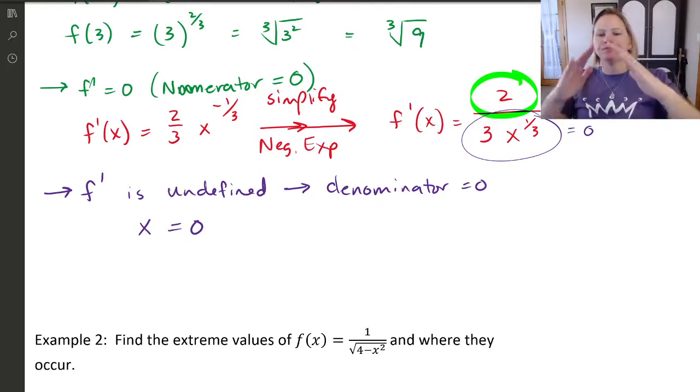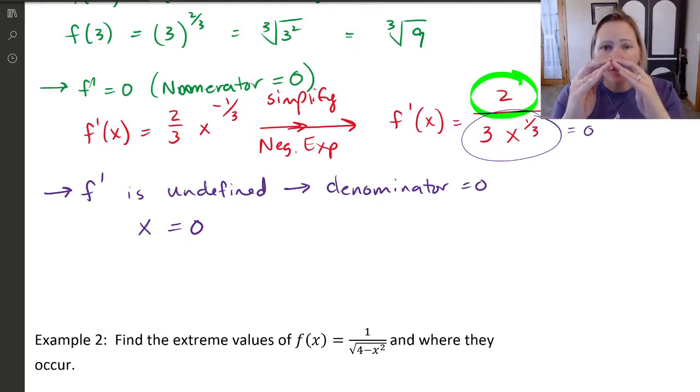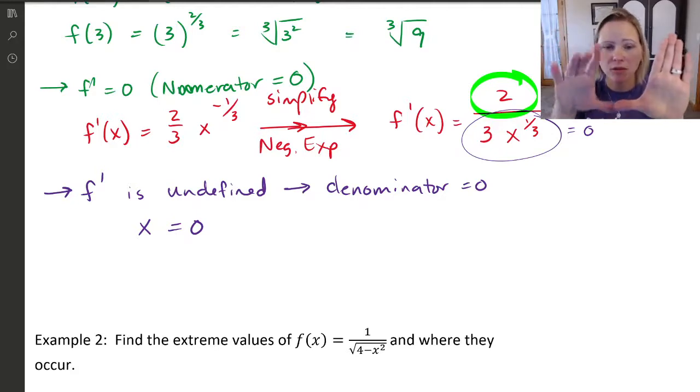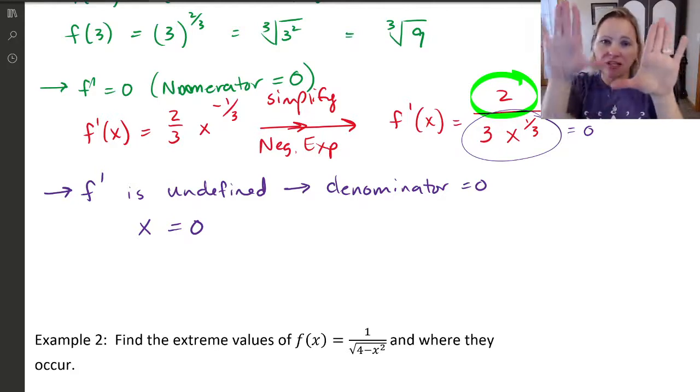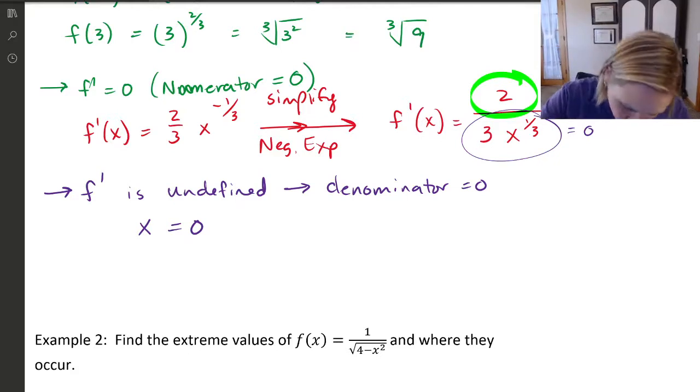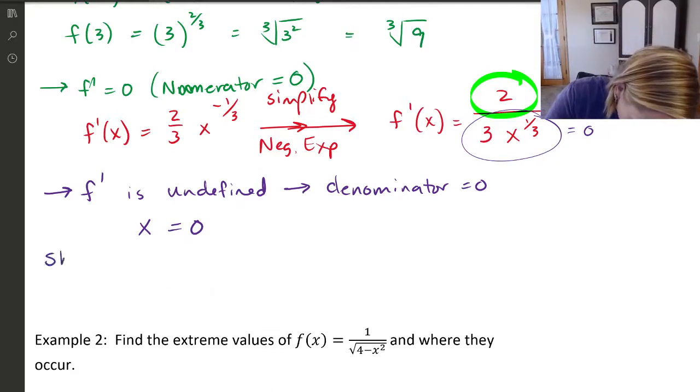Because remember, to have a maximum value on f of x, my slopes need to be going from positive to negative. I have to have a sign change with my first derivative. Same thing if I'm going from a min to a max. I'll be going from negative to positive with my slopes. So I need to show that there's a sign change. So here is what I do. Show sign change.